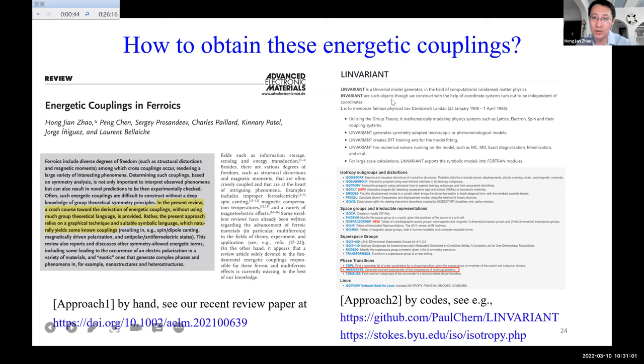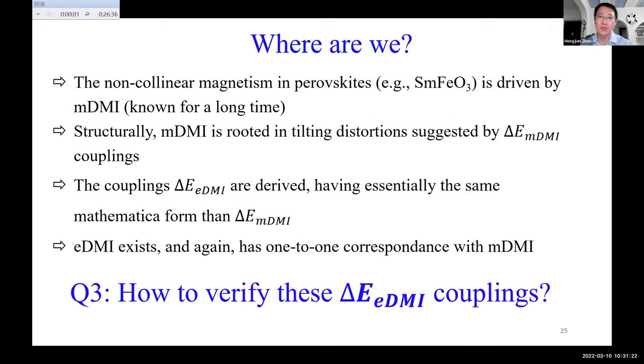The second approach is by code. Some of our authors have developed the invariants code, in which the energetic couplings can be automatically generated. You can also use the ISOTROPY software suite, using the invariants to get these kinds of couplings. So now where are we? We have shown that in a magnetic perovskite like samarium ferrite, there is some non-collinear magnetism. This non-collinear magnetism is basically a superposition of the antiferromagnetic structure with some ferromagnetic structures.